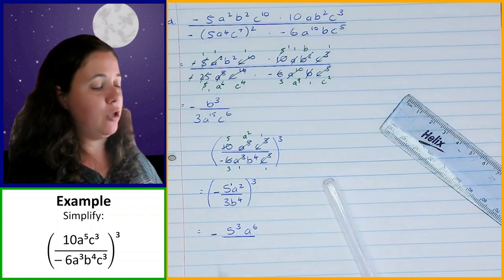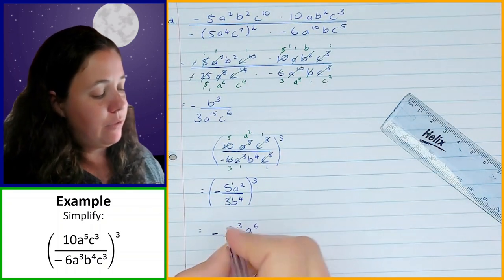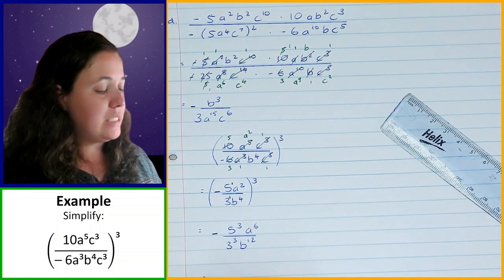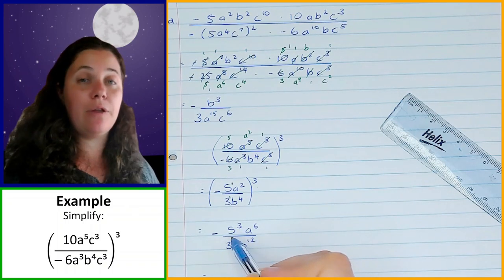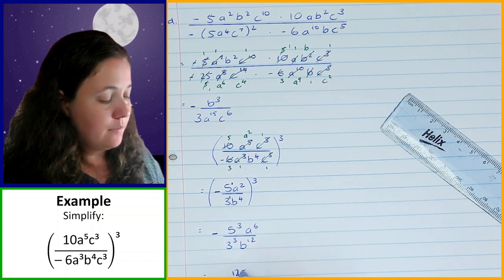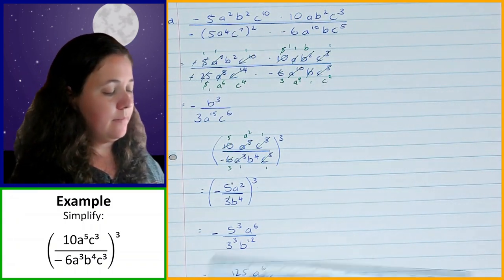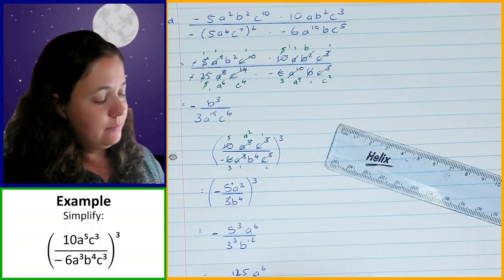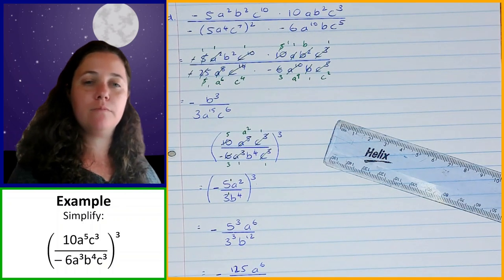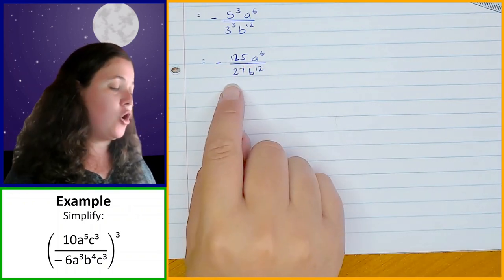Same thing happens with the 3 at the bottom over here. I've got an exponent of 1, so it's going to be 1 times 3, so that gives me 3 cubed over b to the power of 4 times 3 is 12. And now I need to simplify those exponents, because I can simplify those. Okay, so that gives me 5 cubed is 125, a to the power of 6 over 3 cubed, which is 27, b to the power of 12. And that's what you should get for that example. There we go. So it's negative 125 a to the power of 6 over 27 b to the power of 12.